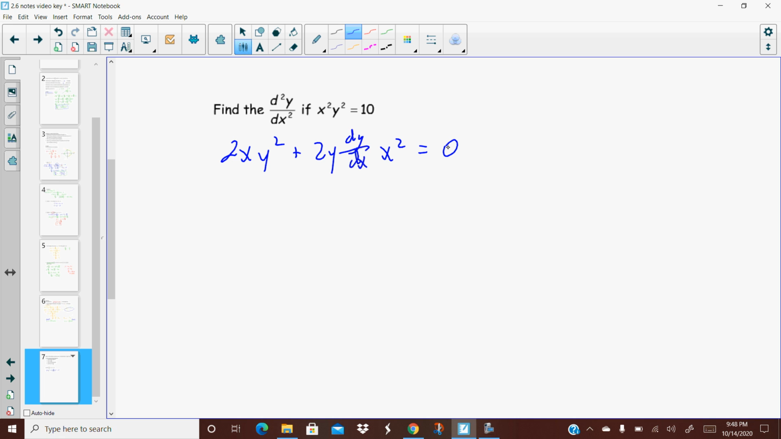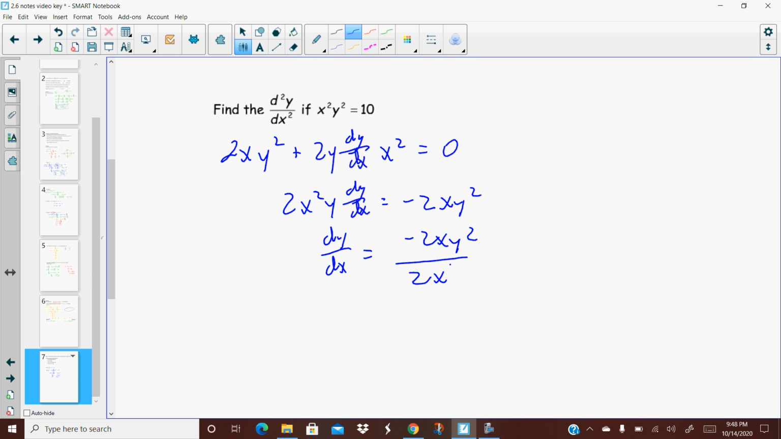So I'm going to subtract the 2xy squared to the right, and that's going to leave us with 2x squared y dy over dx equals negative 2xy squared. Divide both sides by 2x squared y. You get negative 2xy squared divided by 2x squared y. And technically that's your derivative.